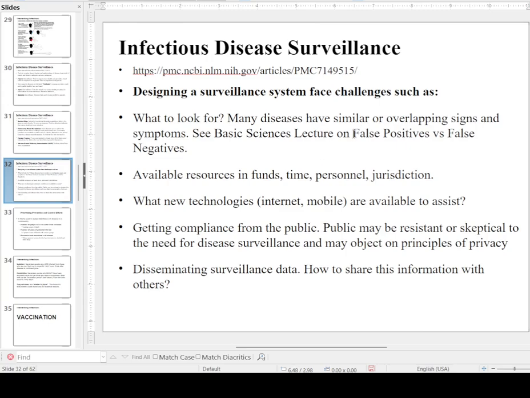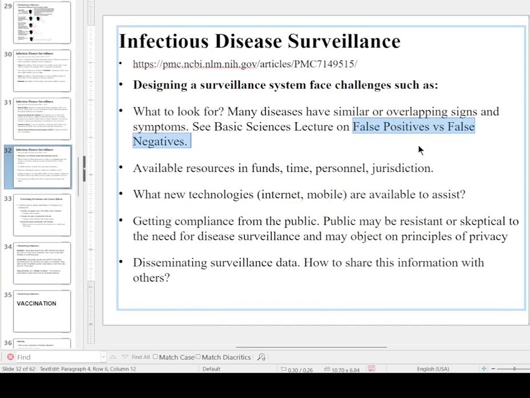But that raises the possibility of false positives and false negatives. Remember the basic science lecture on this. And again, why can't they develop a test that's 100% accurate? Because this isn't fantasy land. This is the real world, and the test will never be perfectly accurate. So which way do you want it to go? Do you want to have a few more false positives and minimize the false negatives, or do you want to minimize the false positives, thereby resulting in increased false negatives?